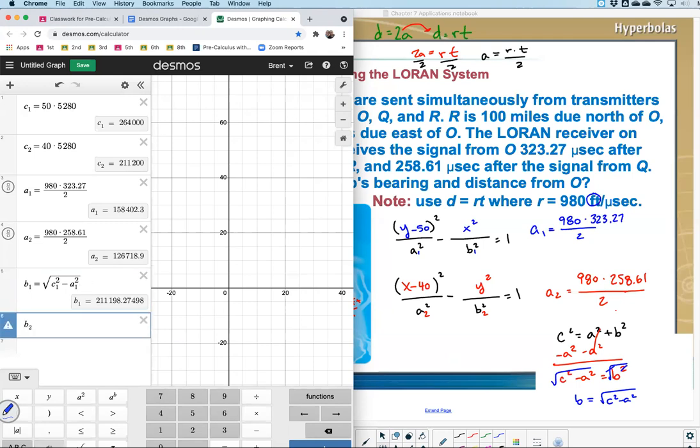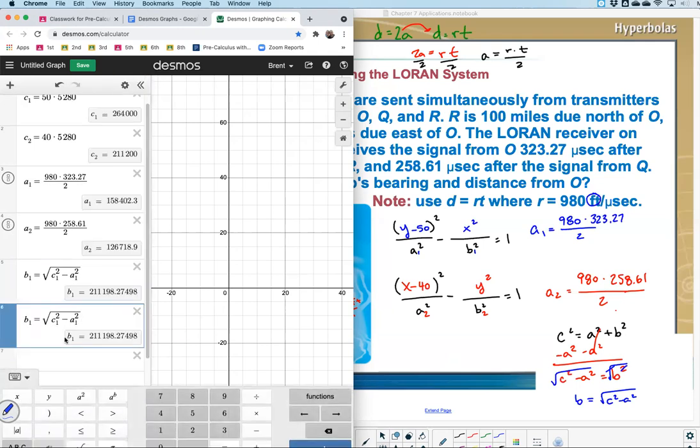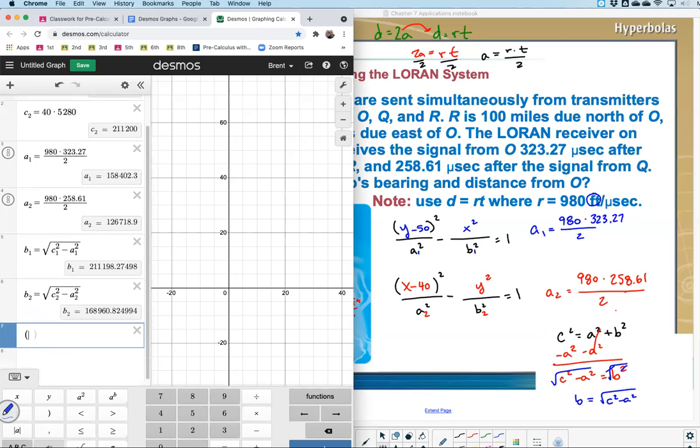And B2, well, let me just copy this. It'll be easier if I copy and change this. B2 will be everything changed to a 2 instead of a 1, because we're dealing with the second hyperbola. There's B2. So how can I solve this problem now? If I graph these, the intersection of the two graphs will be the solution. So I'm going to type in those and we will have our solution. After all this work, we're finally there.